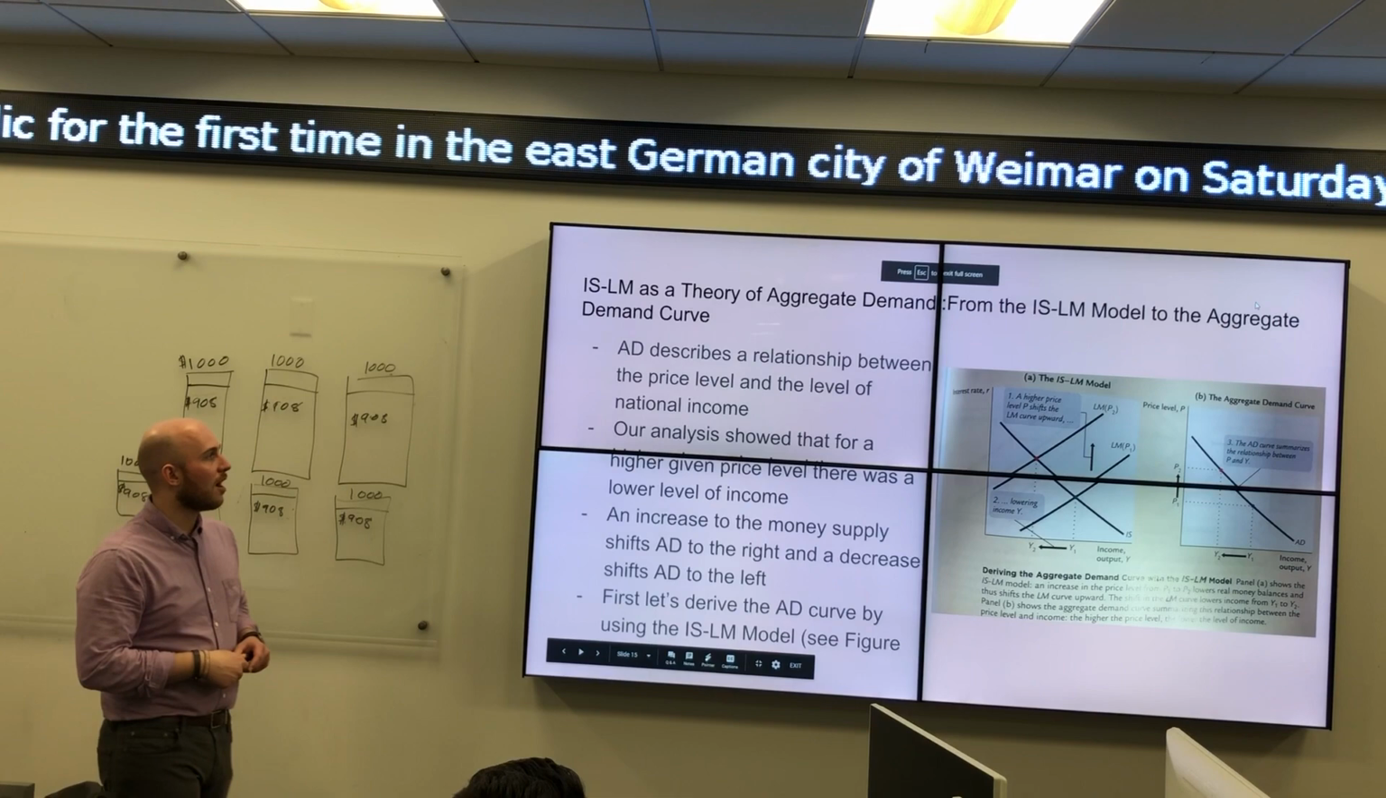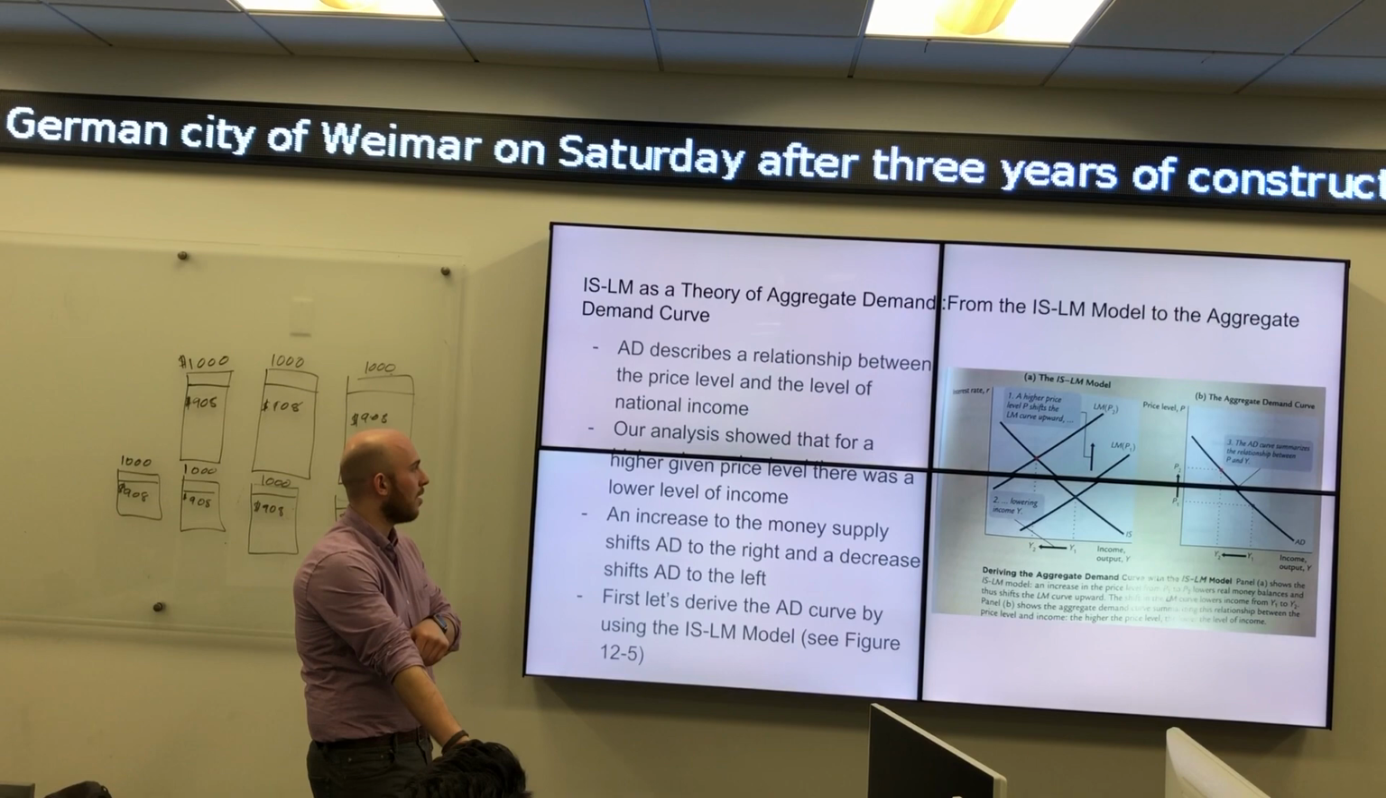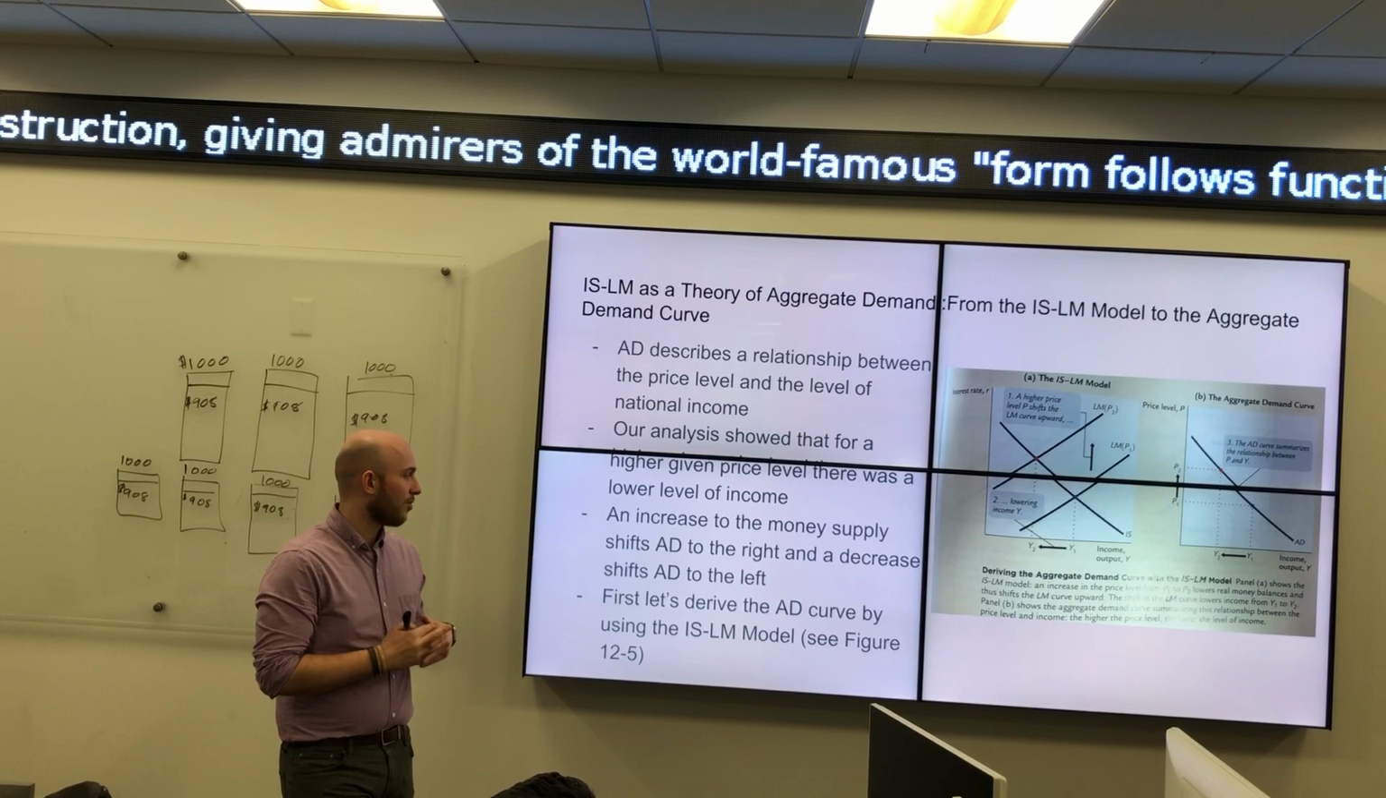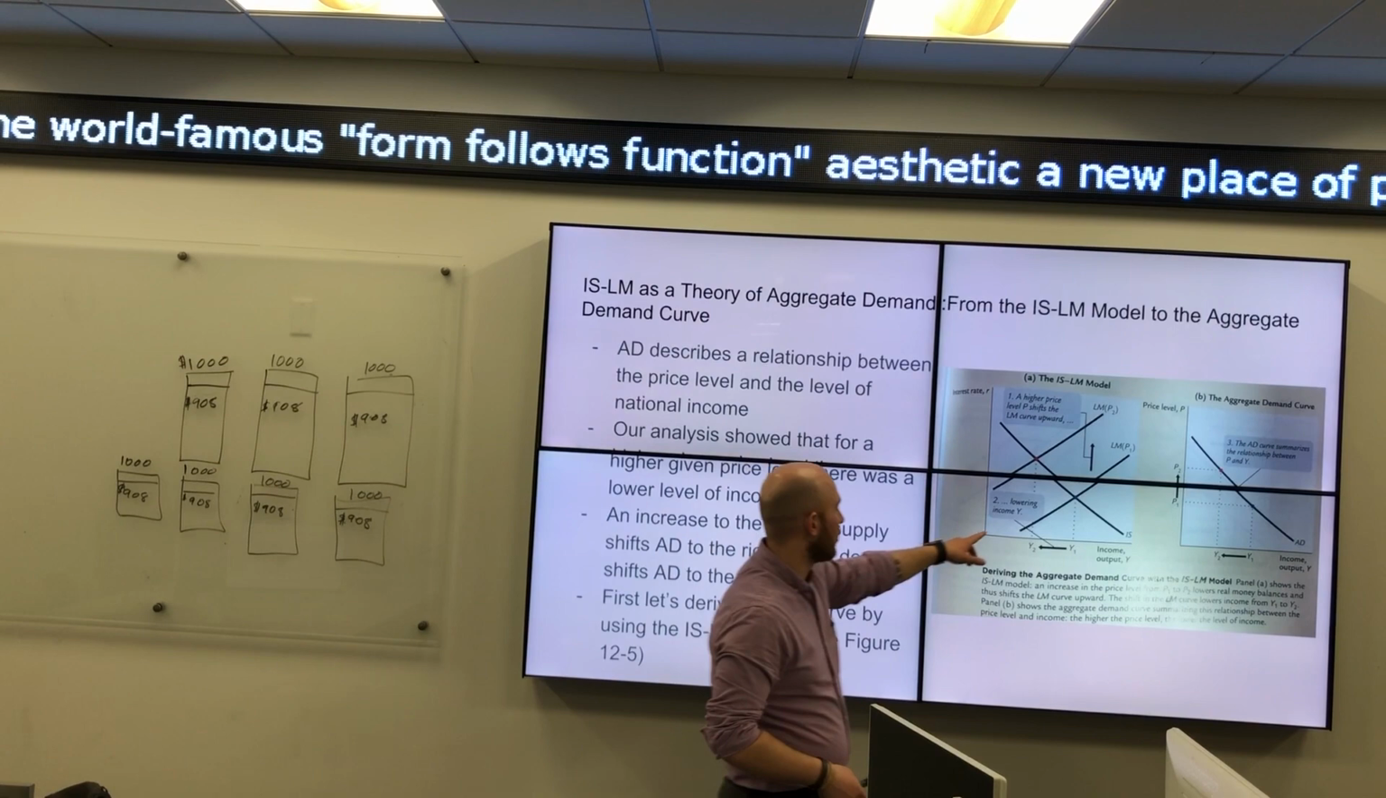So, aggregate demand describes the relationship between the price level and the level of national income. Our analysis also showed that for a higher given price level, there was a lower level of income. This was all from last week. An increase in the money supply shifts aggregate demand to the right, and a decrease shifts aggregate demand to the left. So now we have LM, which is dependent on price.